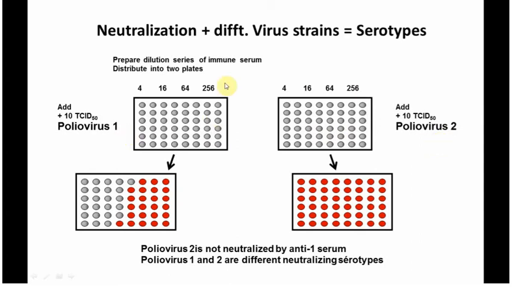So when you have the person's own immune serum against their own virus, at some point, at high concentrations of serum, the virus will be neutralized and there will not be a cytopathic effect in these wells. But as the serum gets more and more dilute, then neutralization will not occur and you'll have infected cells. However, if you look at what happens with virus 2, then no matter what the concentration of the serum is, all the wells still get infected. So that means that poliovirus 2 here is not getting neutralized by a serum which is active against poliovirus 1. And that means that polioviruses 1 and 2 are of different neutralizing serotypes.